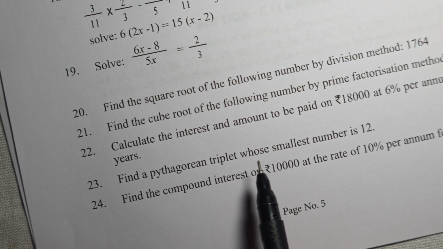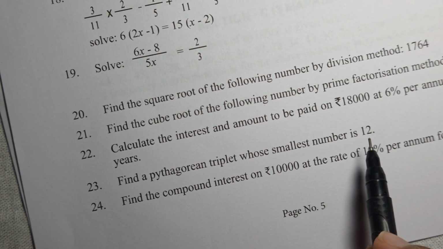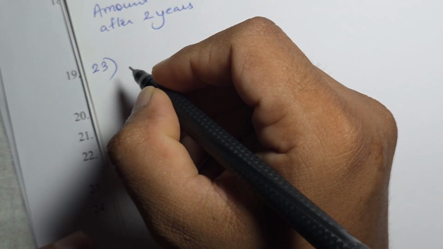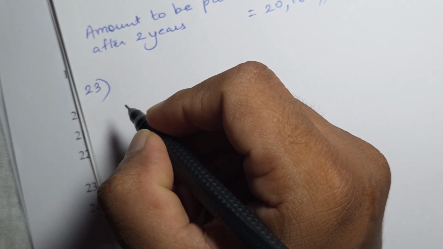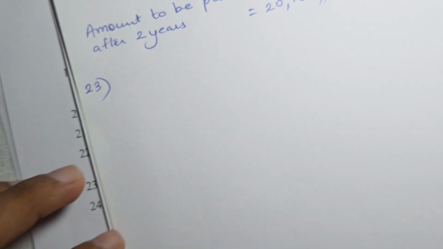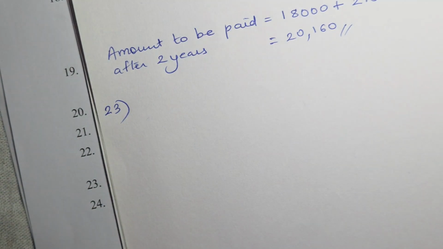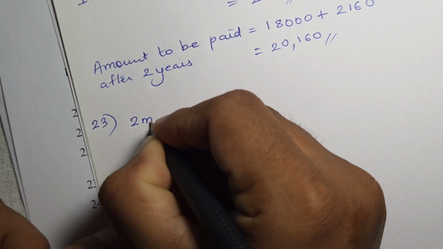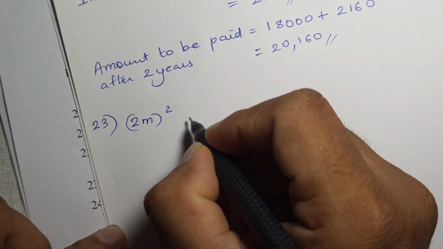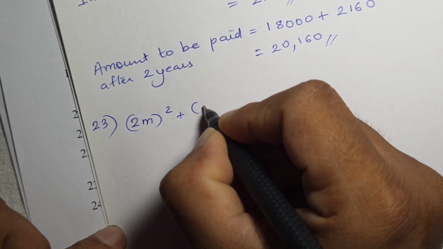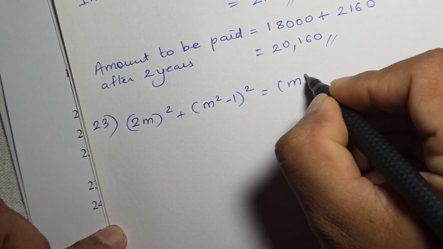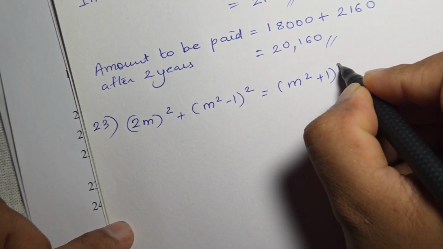Find the Pythagoras triplet whose smallest number is 12. Okay, smallest number is 12. If you remember, we did one formula of Pythagoras triplet in this 23rd problem. The formula was 2m square plus m square minus 1 the whole square is equal to m square plus 1 the whole square.